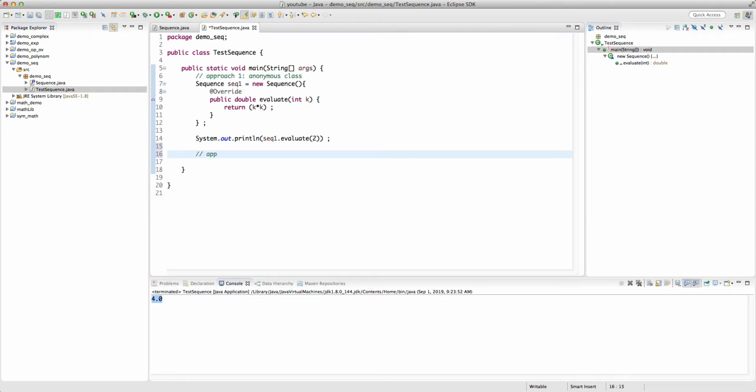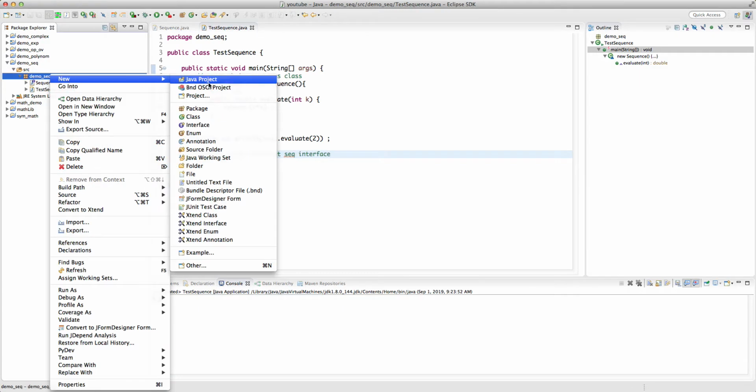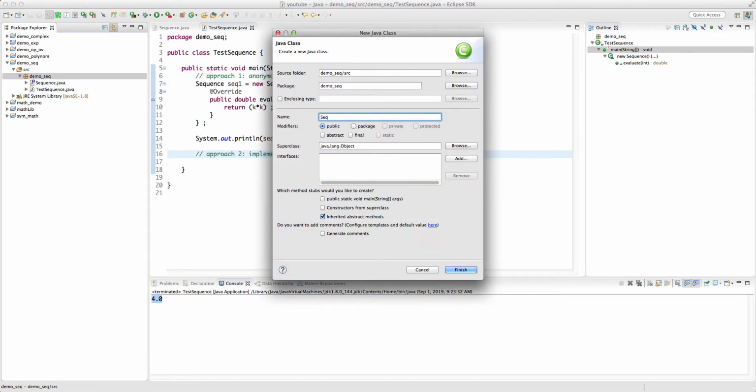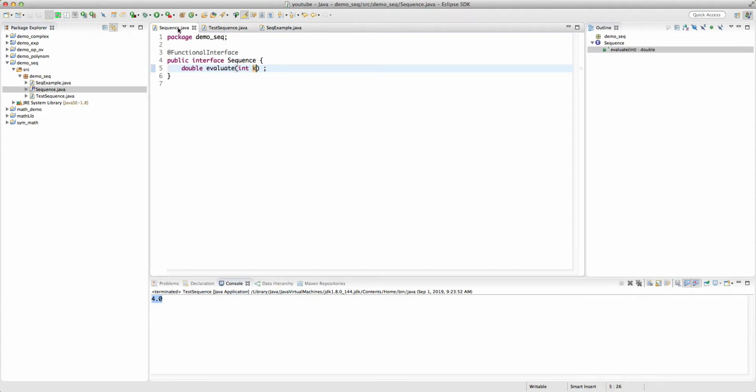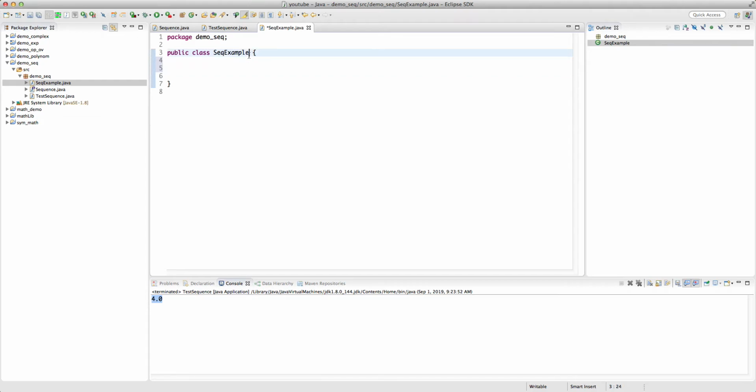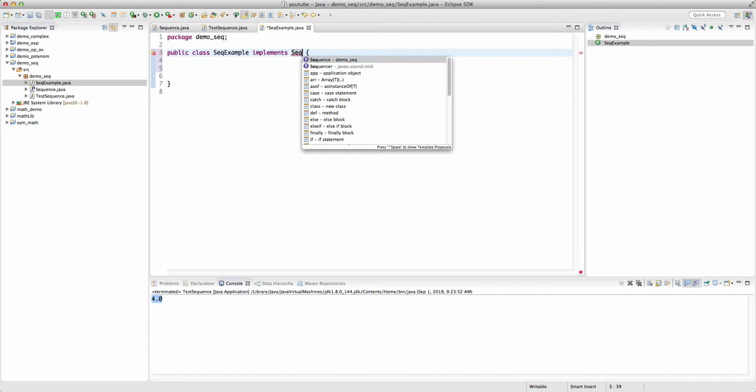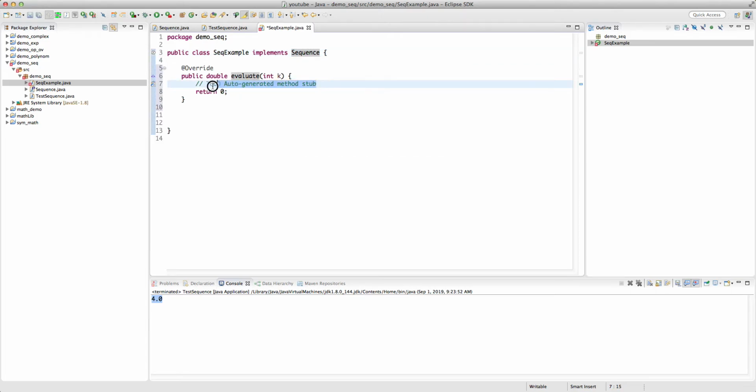What is the second approach? It is to create a new class that implements the Sequence interface. I can create a concrete class, SequenceExample. Maybe we are implementing a particular sequence that has additional properties, because in the Sequence interface we are just defining the function of the sequence, or the expression. But here, for example, we can have a class that implements Sequence, and then we are forced to implement the interface method, and we have to override it with k times k.